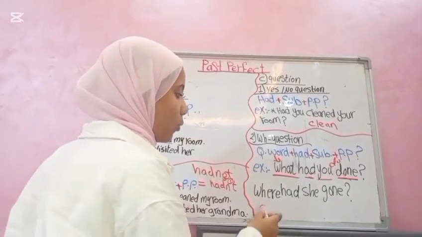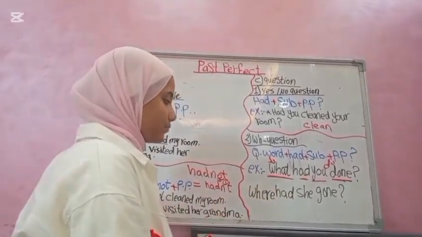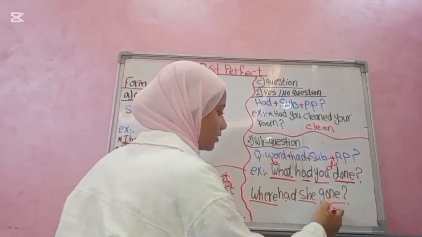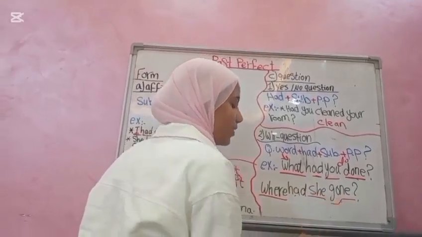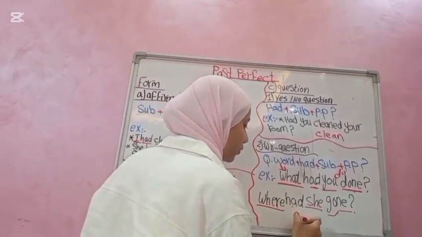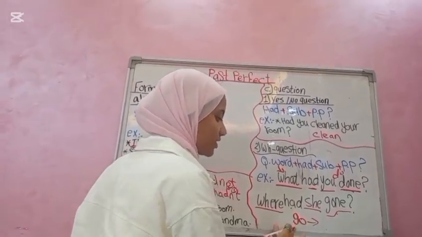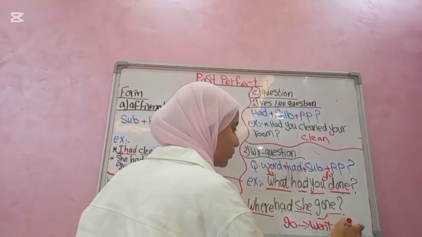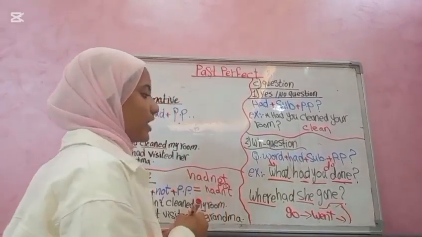Another one. Where had she gone? Where is the question word, had she gone. Gone is the past participle of go. The past of go is went. And the past participle is gone.